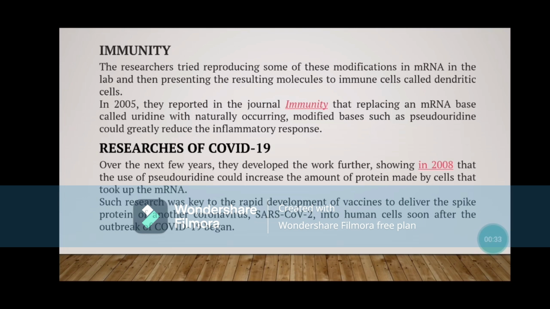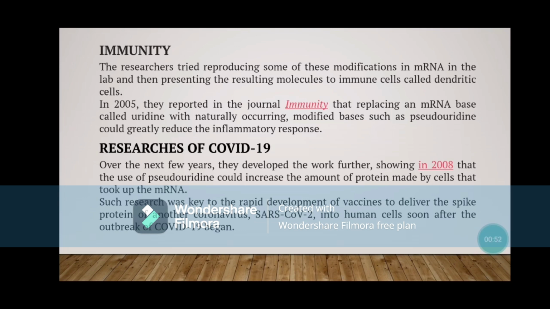In 2005, they reported in the journal Immunity that replacing an mRNA base called uridine with naturally occurring modified bases such as pseudouridine could greatly reduce the inflammatory response. So they got a way to reduce the inflammatory response.